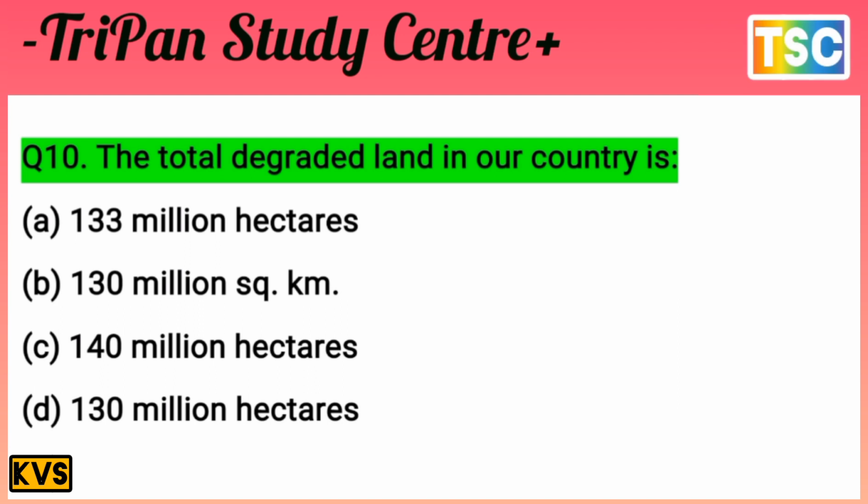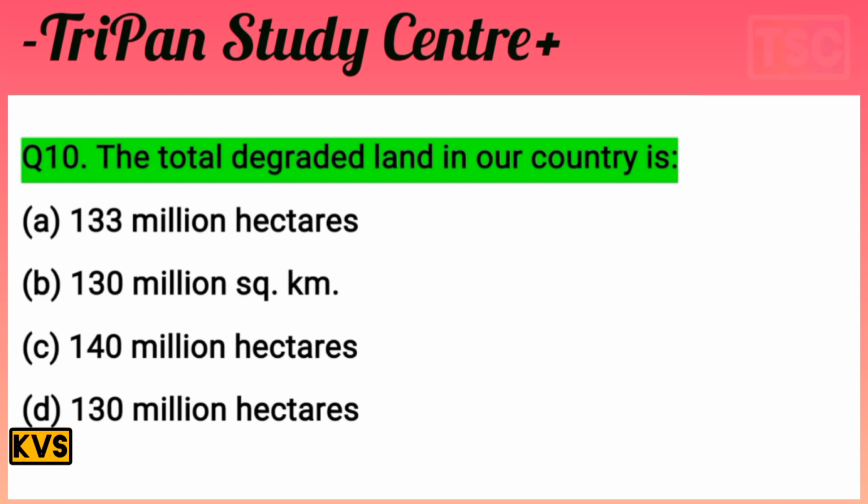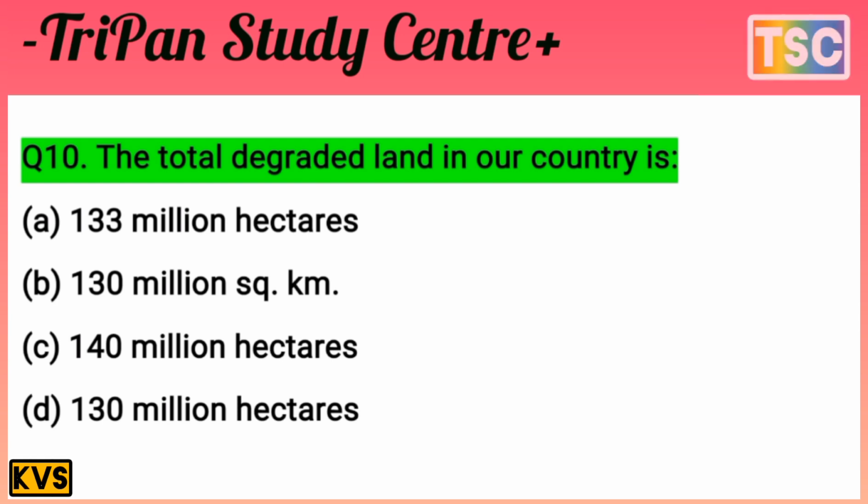The next question arrives here on screen. The total degraded land in our country is. That's an important question here. The options are the most interesting: A, 133 million hectare. B, 113 million square kilometer. C, 140 million hectare. And D is 130 million hectare.